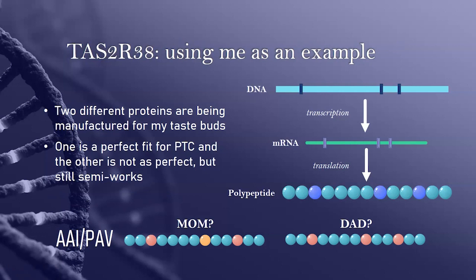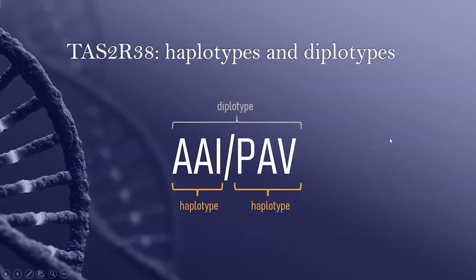I can't tell which one comes from which parent from looking at my overall genotype, but my prediction is that my dad has the variant that binds less well, due to his love of many bitter foods that my mother and I are less interested in.